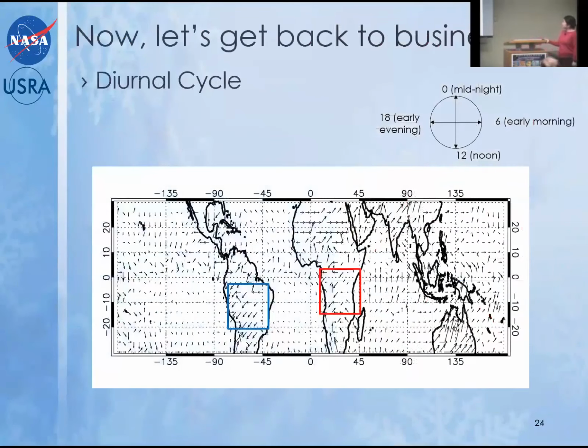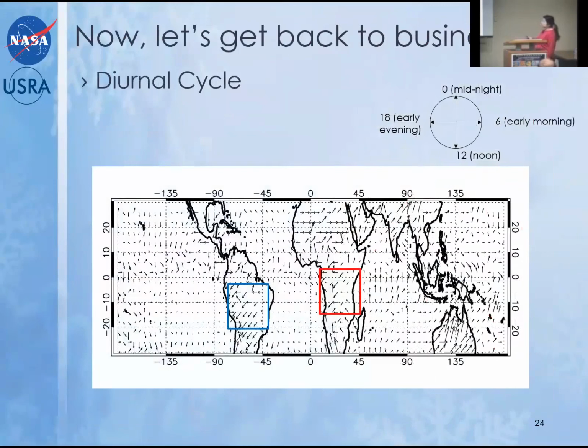Now let's get back to the business. Now we are using the same retrieval method, but applying it to all the GMI observations, and then bringing it to different local times, and then we can get the diurnal cycle map. This is the diurnal cycle map. It's pretty busy, but it's relatively easy to understand over the tropics.